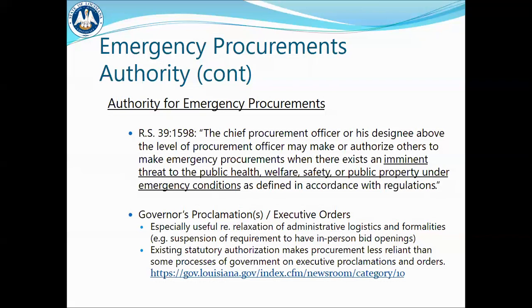So here on this next part, you can see we've got the governor's proclamations and/or executive orders. This is useful for relaxing administrative logistics and formalities. So, for example, during COVID, before that we were doing bid openings in person. As that ramped up, we got emergency declarations pertaining to COVID that allowed us to do online, similar to this training. So we just kind of have to roll with the punches, and these proclamations allow us to do that. Existing statutory authorization makes procurement less reliant than some other processes of government.